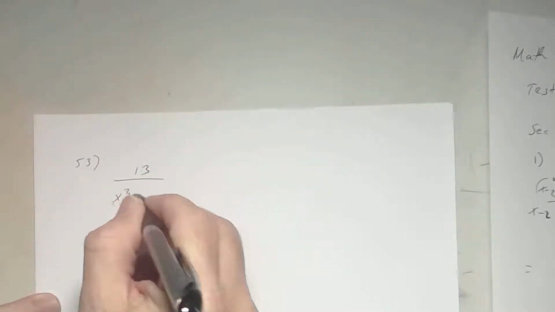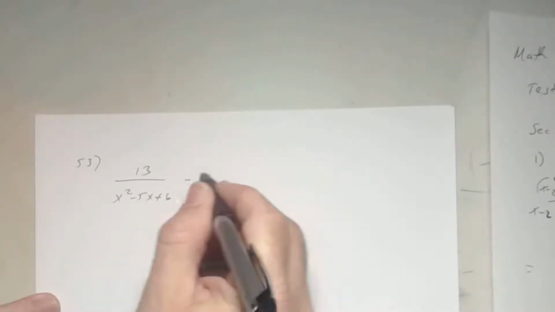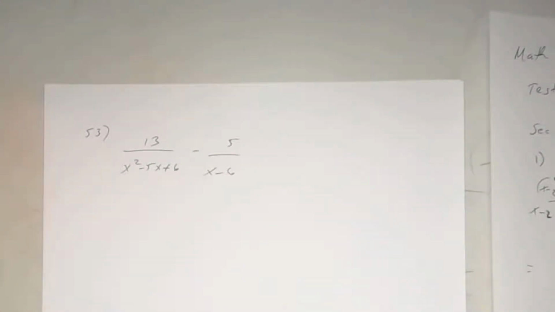Let's say 50. All right, let's do 53. In 53, you have 13 divided by x squared minus 5x plus 6, minus 5 divided by x minus 6. Factor the first. The first step is to factor your denominators.